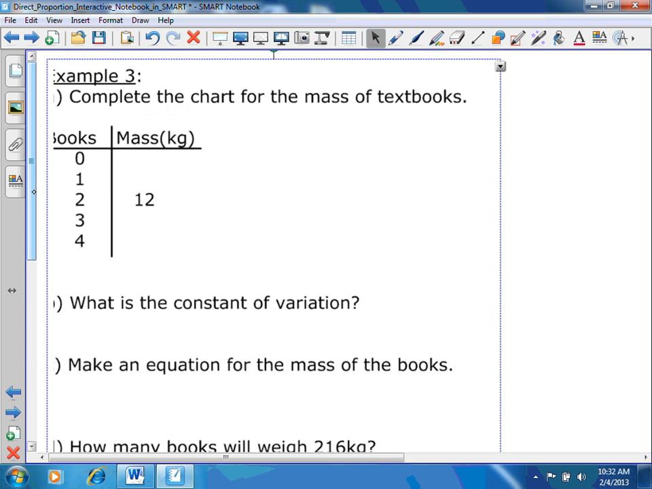Alright, here we go. Complete the chart, the mass of textbooks. What does mass mean? Weight. So we're weighing textbooks. Now in the United States, we tend to use pounds. This one's weighing in kilograms, right? Alright, so we have some books and their weight. I want to see if you can fill in this T table. I'm going to give you about a minute to see if you can figure out the missing pieces of the T table. Go.